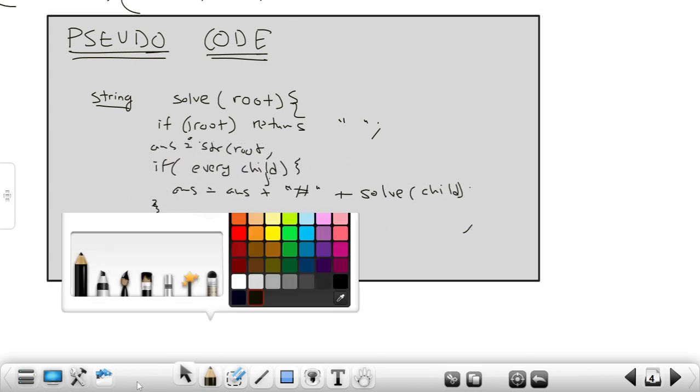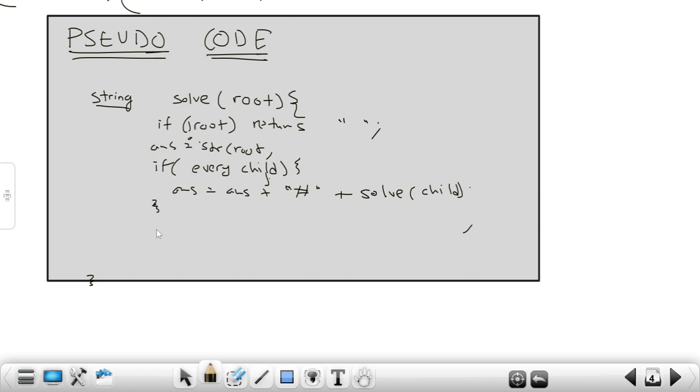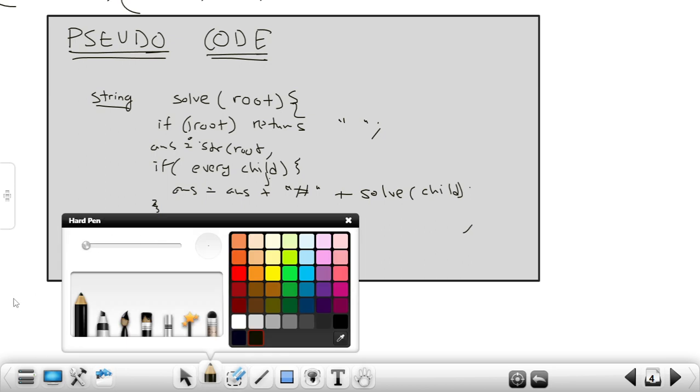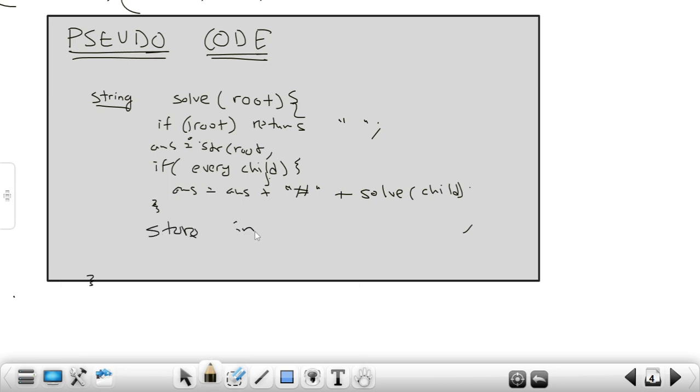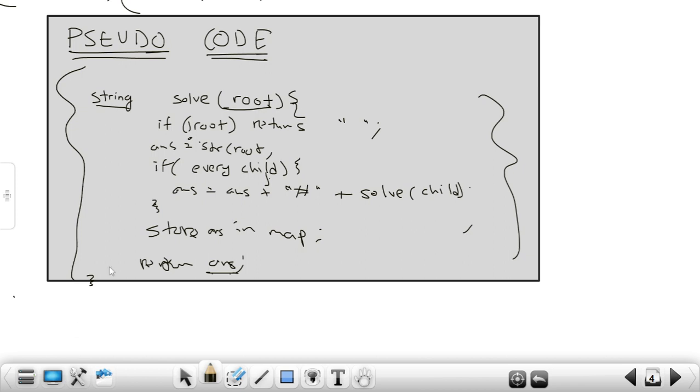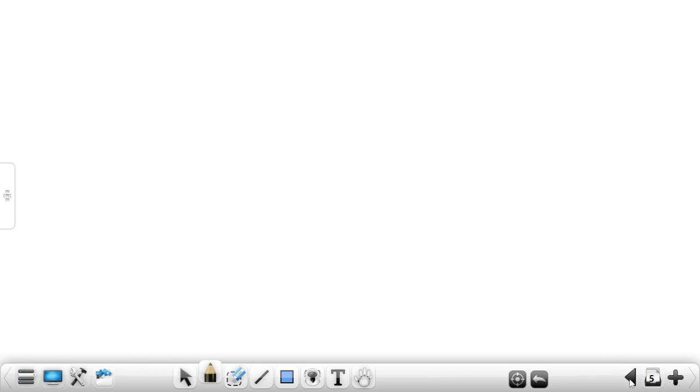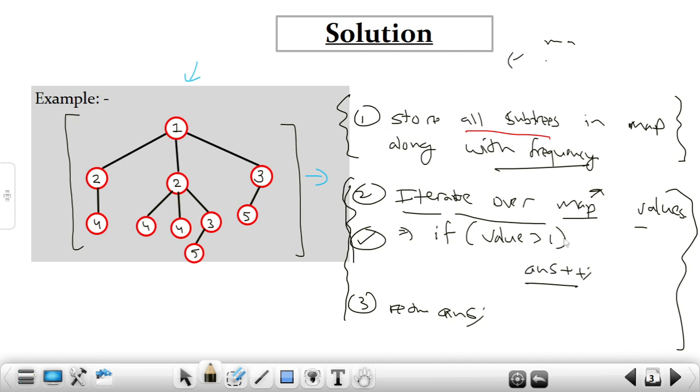Once I have the answer, this means that I have one of the possible subtrees. So I need to store this subtree in the map. I'll write store answer in map. Once I have stored the answer, I just need to return answer, because this answer is going to give me the answer for this particular root. This is how we are going to find all the subtrees. And once I have done this task, after this I just need to iterate over all the map values. So let me show you the implementation.